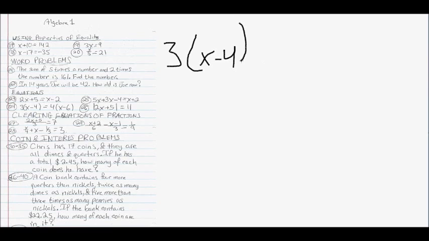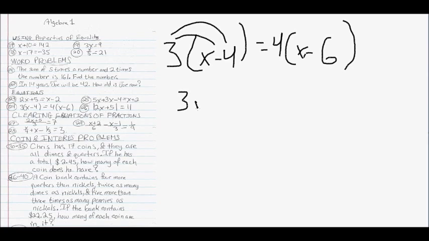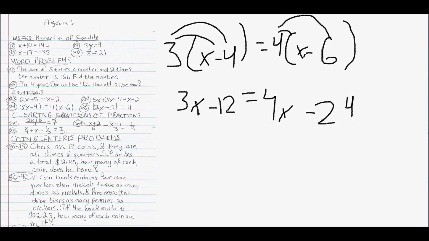Let's go to 24. So we have 3 times (x minus 4) equals 4 times (x minus 6). We have to use the distribution property: 3 times x is 3x, and 3 times negative 4 is negative 12, equals, same thing, the distribution property because of the parentheses, 4 times x, which is 4x, and 4 times negative 6, which is negative 24. Then we have to isolate all the x's on one side. So I'll put all the x's on this side.